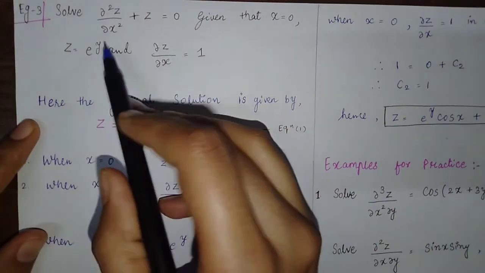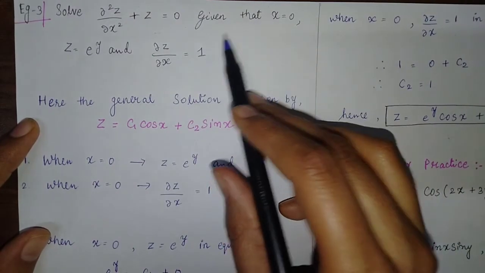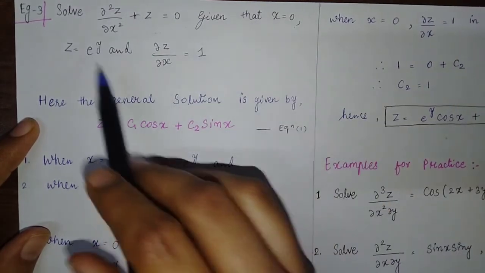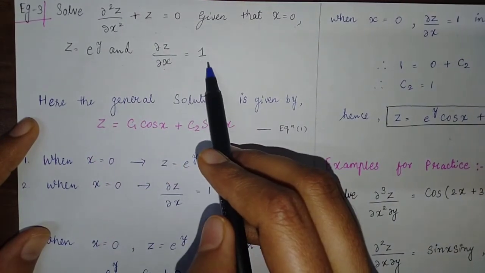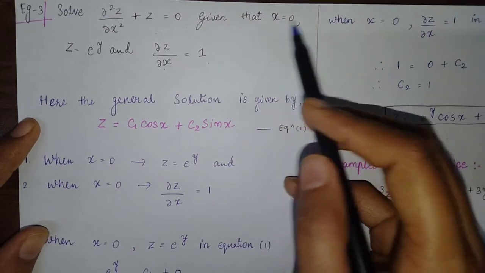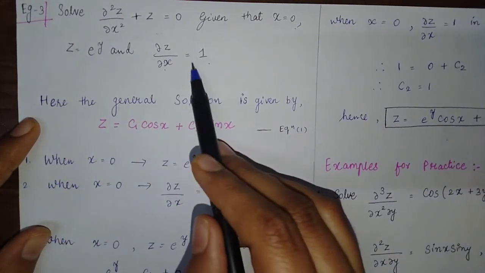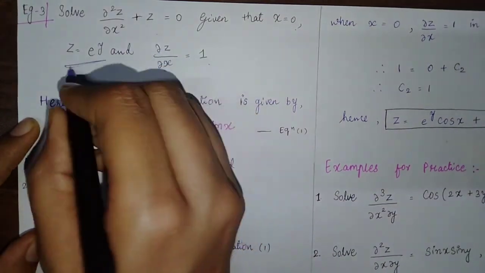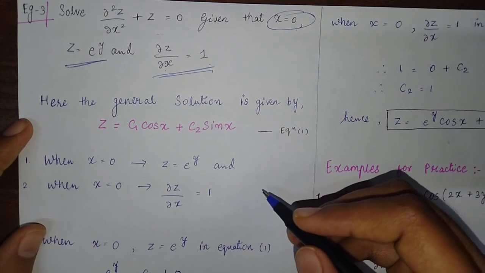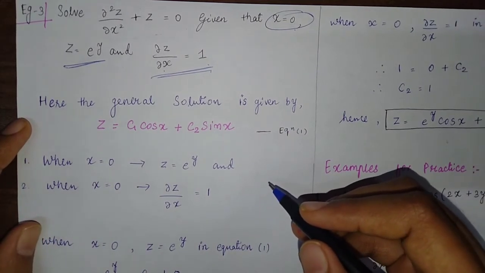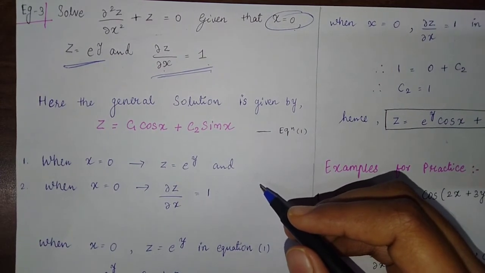Okay, so here this equation is given, and it is given that you have to put x equal to 0, and z equal to e raised to y, and del z by del x equal to 1. That is, whenever x is 0, we have z equal to e raised to y and del z by del x equal to 1. So both are the conditions whenever x is equal to 0.